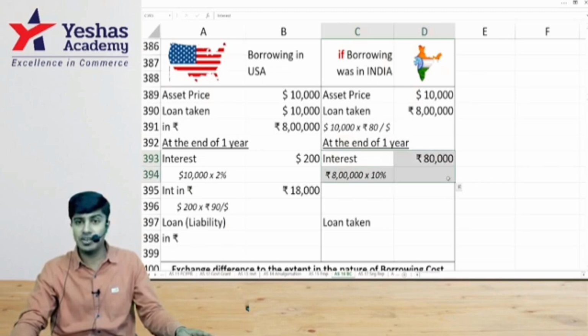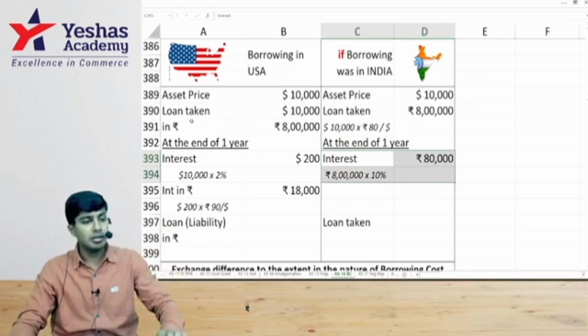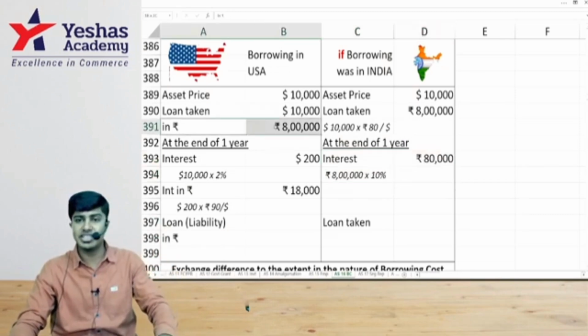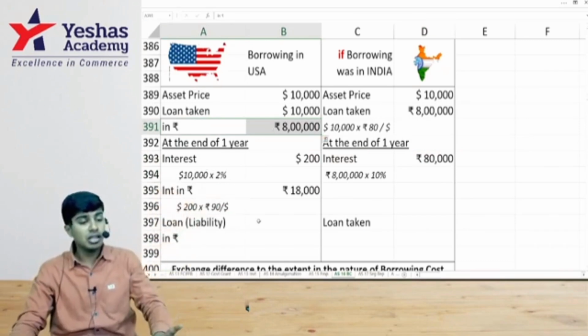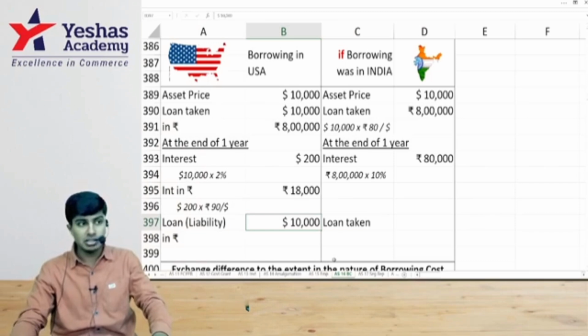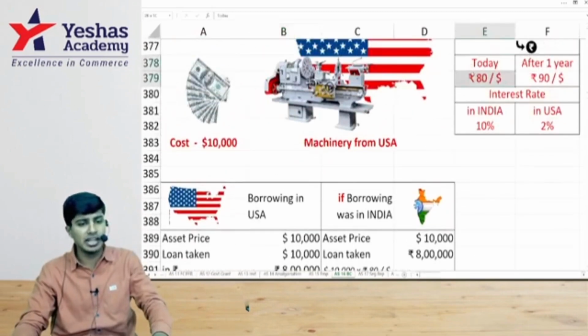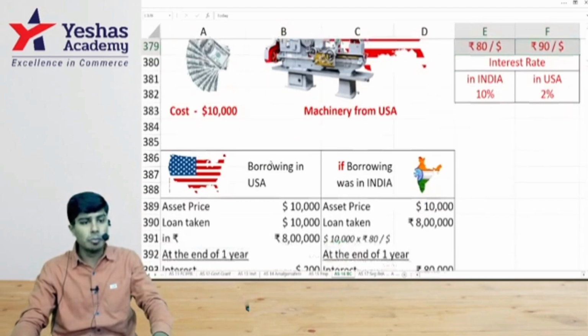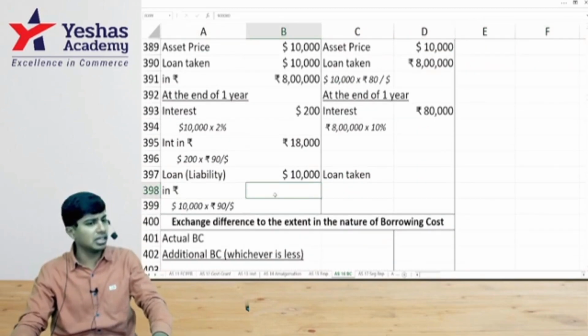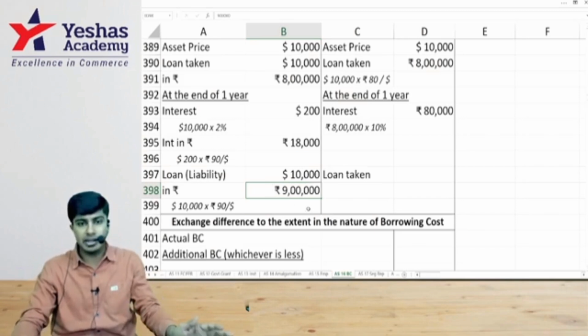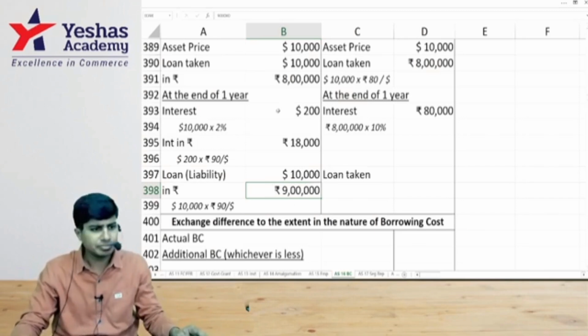Are you thinking that you saved 62,000? Not really. Because at the beginning, the loan was 8 lakh rupees in Indian currency. If the loan was taken in USA, the loan would be $10,000. But when you try to represent it in Indian currency, it is no longer rupees 80 per dollar. It is now rupees 90 per dollar. To do the same, $10,000 into rupees 90 comes to 9 lakh. Did everyone understand 9 lakh?